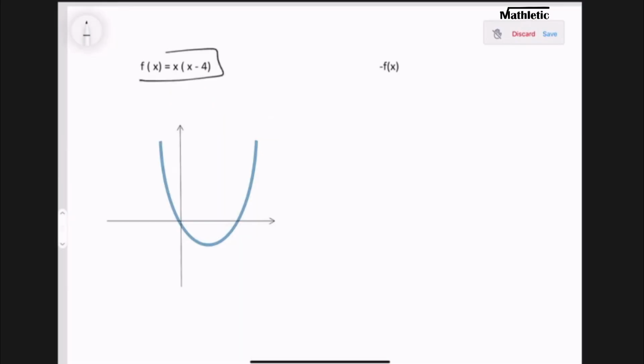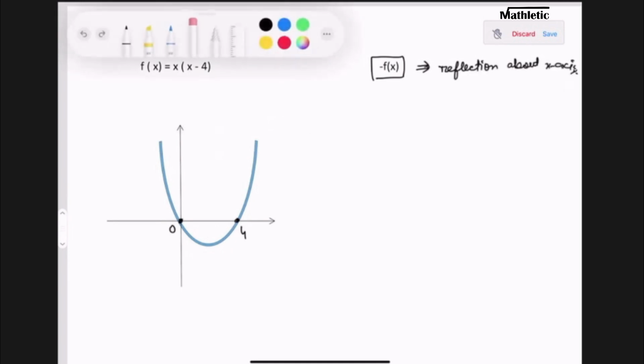Suppose this is a quadratic equation where the cutting points are at 0 and 4, and you need to sketch this minus f of x. So basically it's more like you are multiplying minus 1 with the y coordinate, but I would prefer solving it by using this shortcut, which is just a reflection about x-axis. You can even solve this entire thing using the method of stretch, as in you are multiplying minus 1 with the y coordinate, but this is much easier if you use this concept.